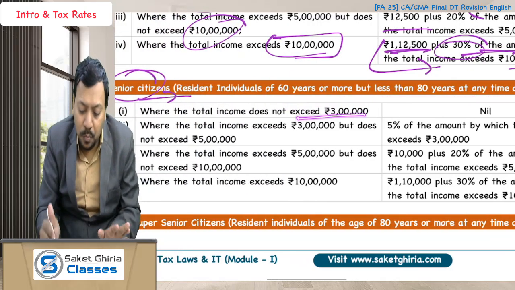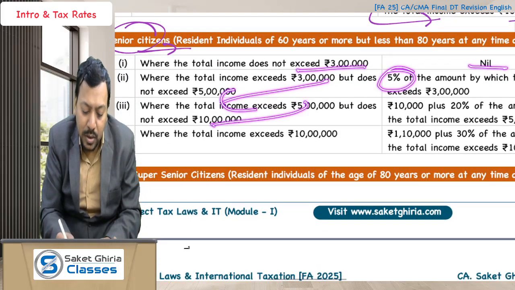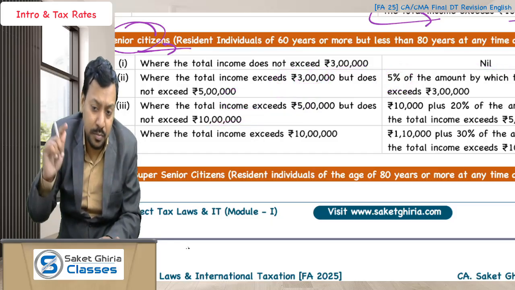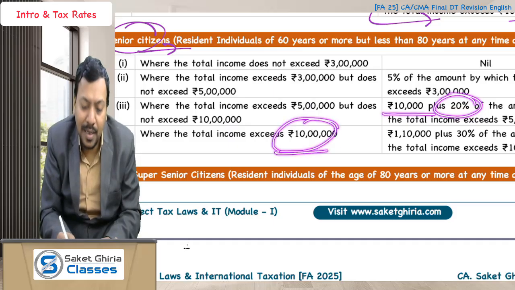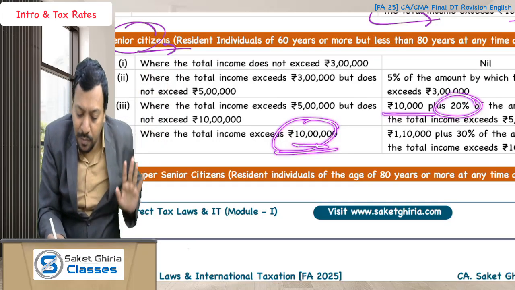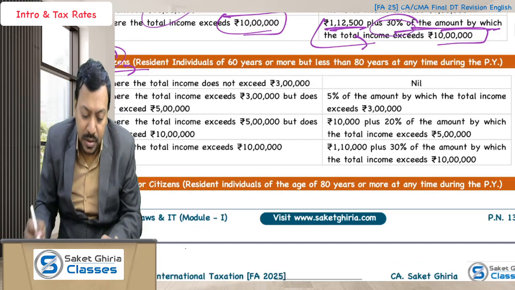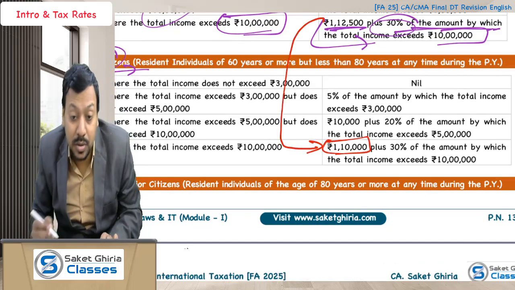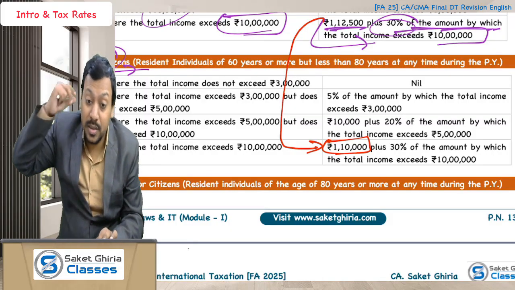For the first 3 lakh rupees, no tax. 3 lakh to 5 lakh, 5%. 5 lakh to 10 lakh, since 3 to 5 has already gone, means 2 lakh rupees at 5% means 10,000 already came. 10,000 plus 20%. And above 10 lakh rupees, since 10 lakh has already been crossed, 10,000 plus 1 lakh, 1 lakh 10,000 plus 30%. Then sir, how much benefit did a senior citizen get? From 1 lakh 12,500 to 1 lakh 10,000, means 2,500 rupees benefit a senior citizen got.